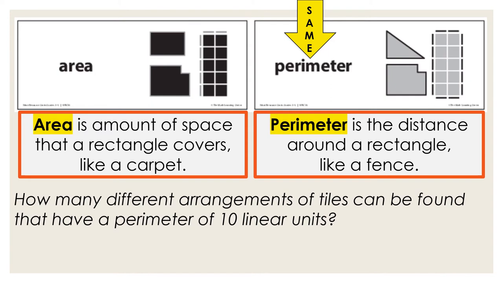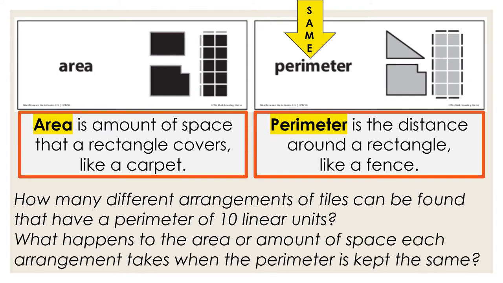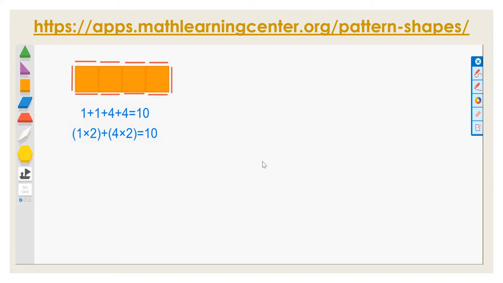When we keep the perimeter the same, in this case 10 linear units, our next question becomes, what happens to the area, or the amount of space each arrangement will take, when we keep that perimeter the same? We will use the Pattern Shapes math app to explore how we can use tiles to model a variety of other table arrangements that would seat 10 people. So we now know that when we push four square tiles together, we can seat 10 people around these four tables. And we have equations here to model that thinking. We're going to use the square pattern shape, and we're going to explore, are there other ways we can arrange the table where we can seat 10 people?